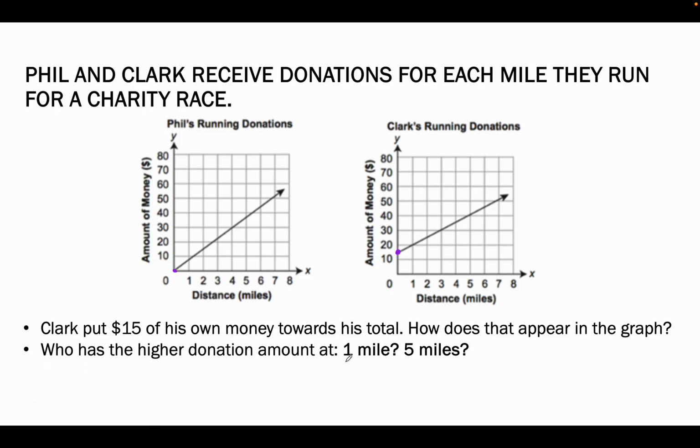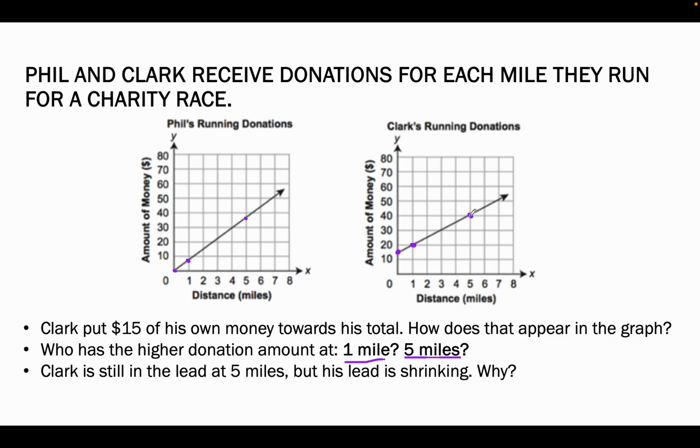Who has the higher donation amount at 1 mile? It appears that Phil has somewhere around $8 at 1 mile, while Clark has $20, so that would be Clark. And at 5 miles, Phil is at about $37 or so, while Clark is still above him at approximately $40.